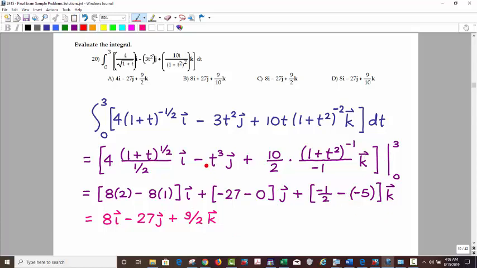So if you plug 3 in here, you're going to end up with 8 times 2, because that 1/2 flips over and makes it 8. You put 0 in here, you have 8 times 1. So there's the value for the i component. 16 minus 8 will be 8i. For the t cubed, it looks like I made it just plus a negative, but it would have been the same answer.